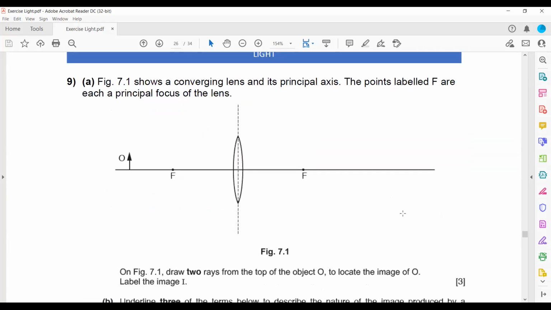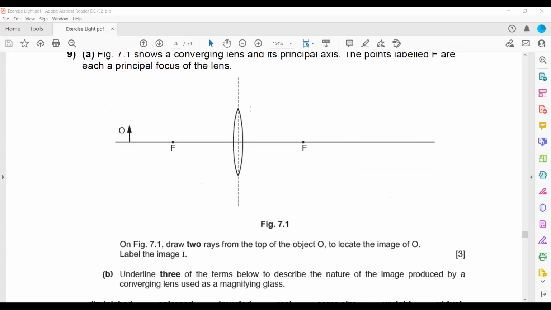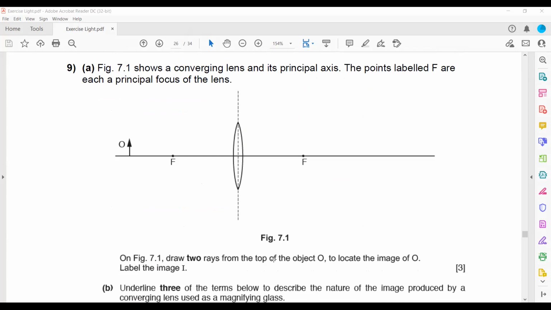Okay, in this question, as you can see, Figure 7.1 shows a converging lens and its principal axis. The points labelled F are each the principal focus of the lens. So they only mark the principal focus, they did not mark 2F. On the figure, draw two rays from the top of the object to locate the image and label that as I.